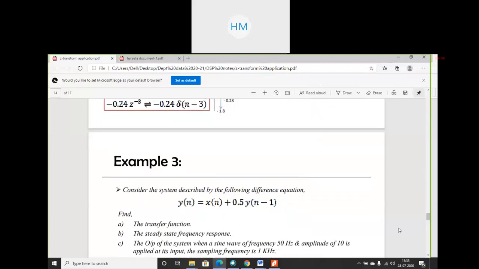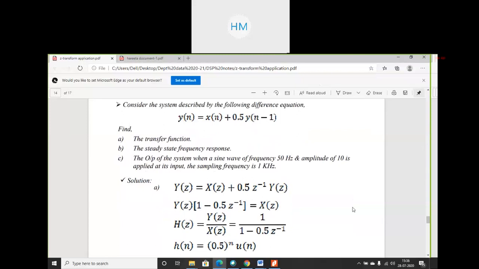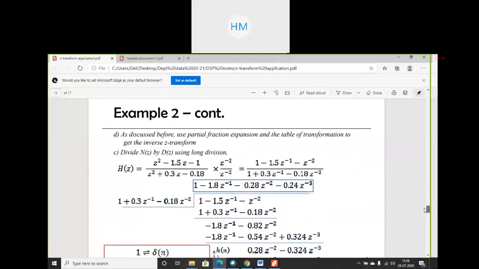So, what are we getting over here? Y of z is very easy. Everyone tried to find it. It is x of z plus 0.5 z inverse y of z. Clear? Now I have to find h of z. H of z is the ratio of y of z upon x of z. Is it clear? So here I will find out h of z. This is my h of z, which is a very simple equation: 1 upon 1 minus 0.5 z inverse. Clear? Here I had h of z as this equation. Very good. Who is giving the answer?